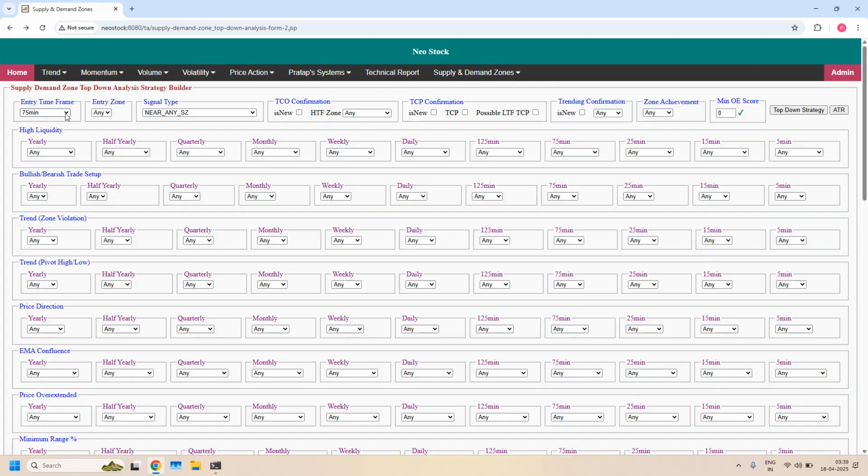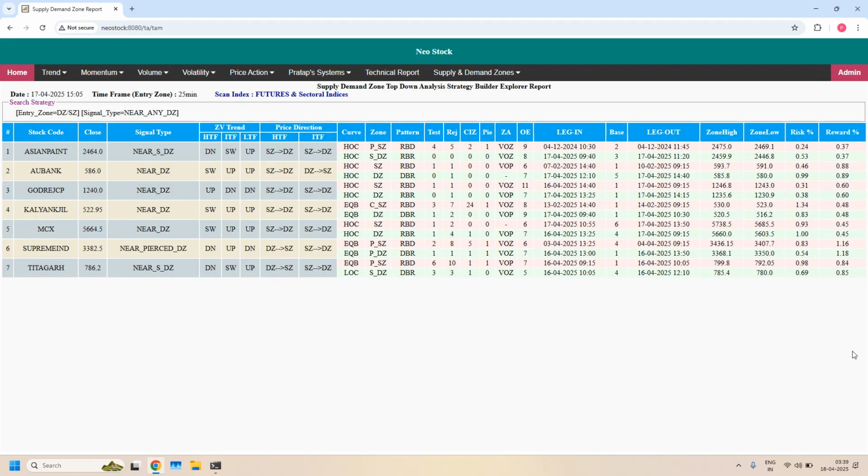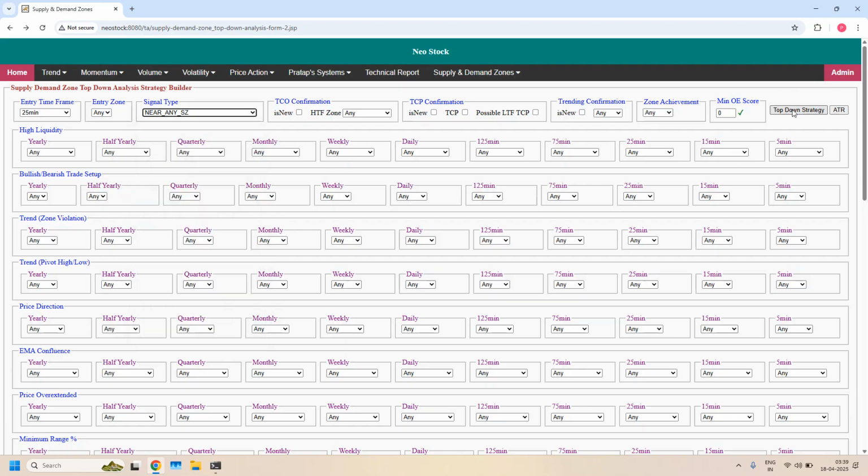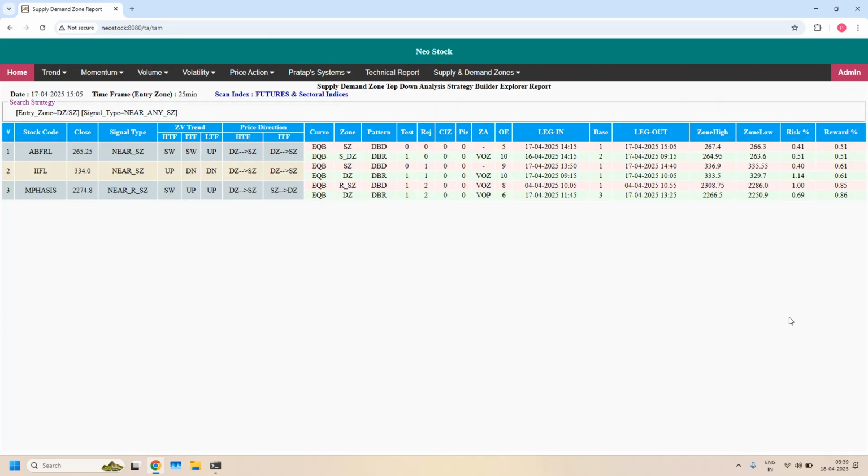Okay, next time frame is 25 minutes. Stocks near 25 minutes demand zone. We got 7 stocks. Next, stocks near to the 25 minute supply zone. We got 3 stocks.